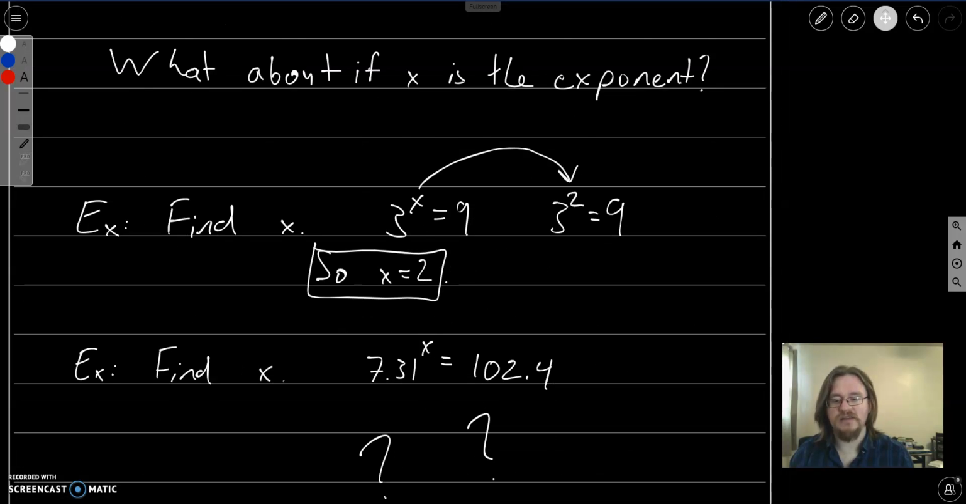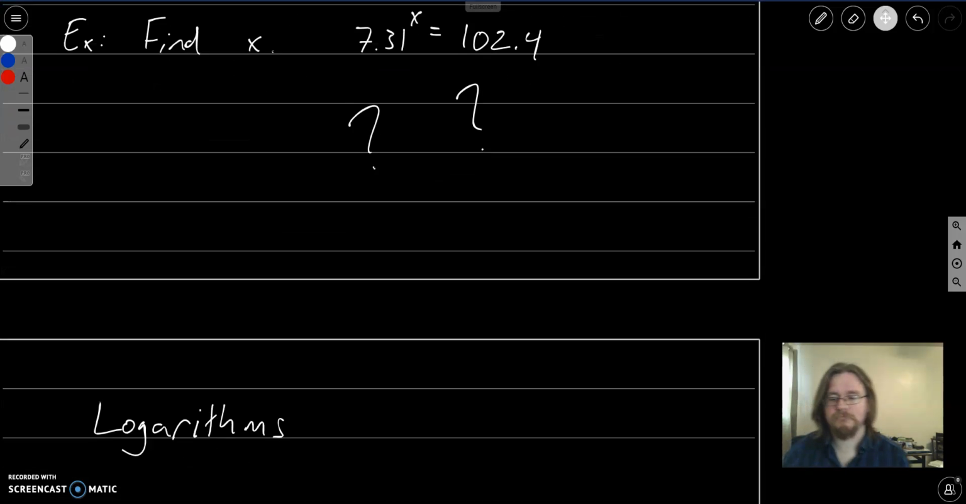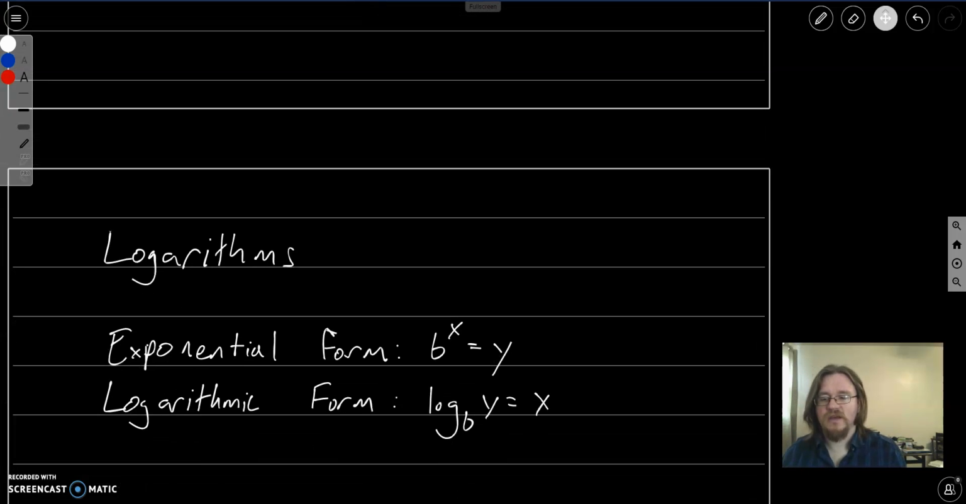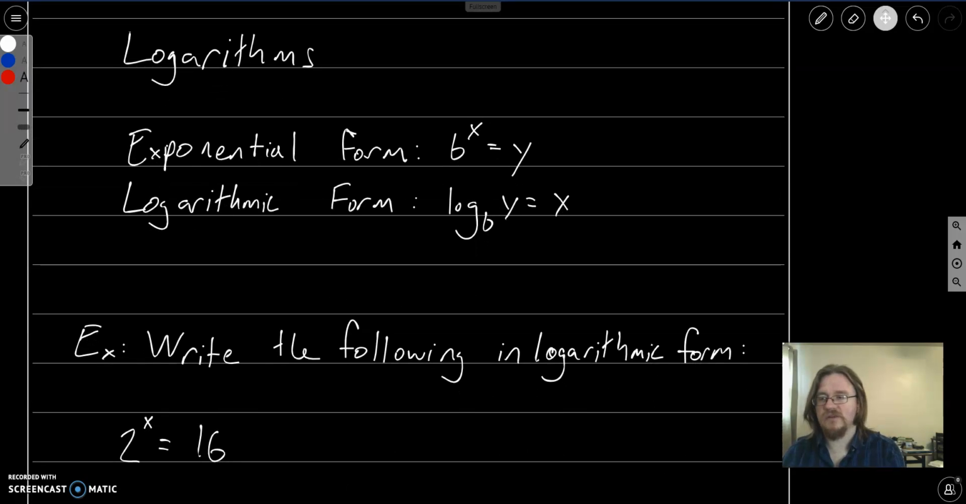There is a method for undoing this as well. So let's look at this. We can use what are called logarithms. So let's say that I have an equation that looks like this.